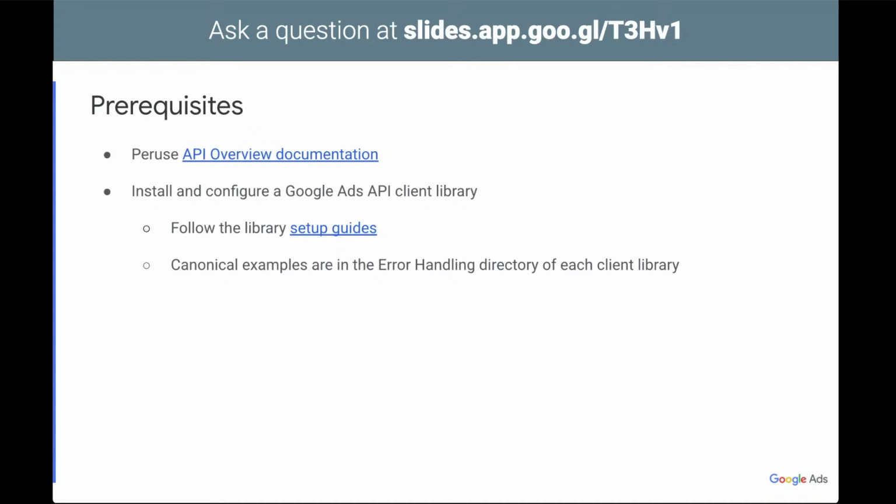While not hard prerequisites, we recommend that you have a little familiarity with the API before viewing this webinar. We hope you've had a chance to peruse the documentation for Google Ads API and that you've been able to successfully install and configure one of the client libraries. Of particular note for this webinar, the most pertinent examples are found in the error handling directory of each library's examples. Also note that this particular webinar only concerns error handling with the client libraries, but do note that Google Ads API does support a REST interface as well. We encourage you to check our developer site, more on that in a minute, for documentation on that.